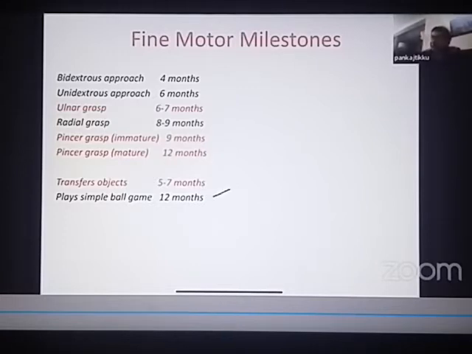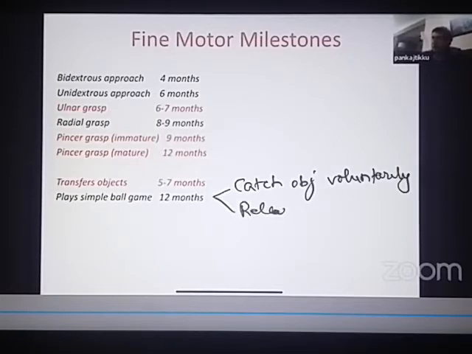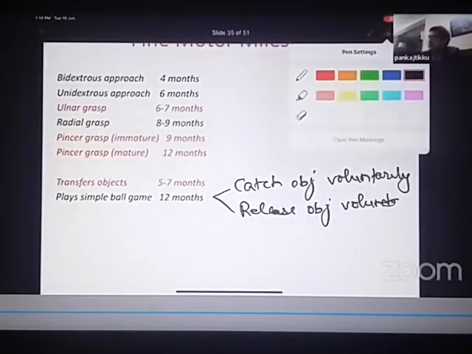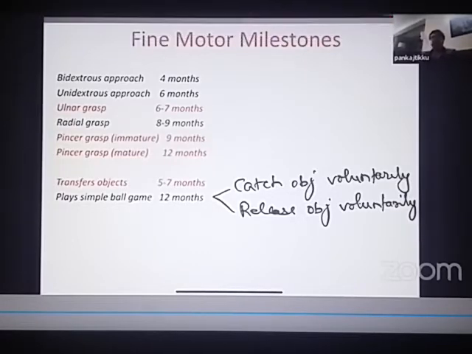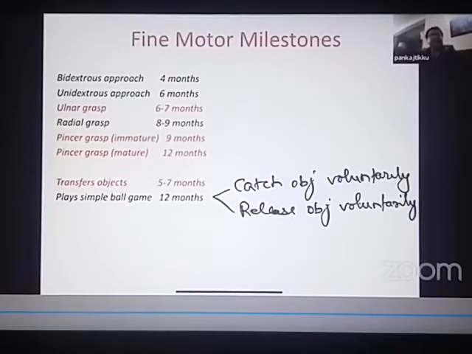So that means he can catch objects voluntarily, and he can release objects voluntarily. So when he can catch the objects voluntarily and release the objects voluntarily, this is playing a simple ball game. That can be done at the age of 12 months.